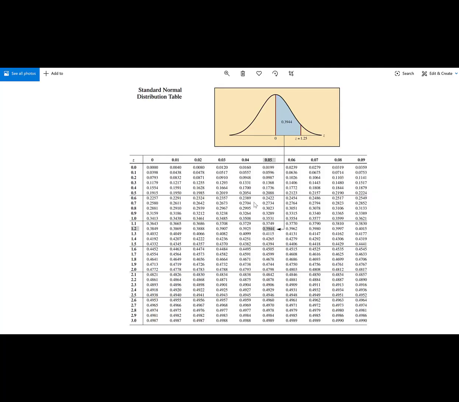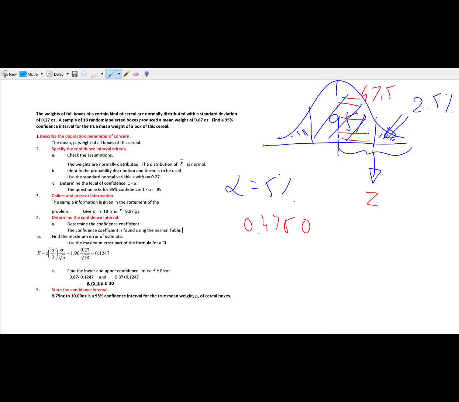So let's check that normal table. We identify z corresponding to an area of 0.4750. So this z is 1.9, and let's check the second decimal of the z value, it's 6. So 1.96, it's the z value. And now we can calculate the maximum error of estimate.